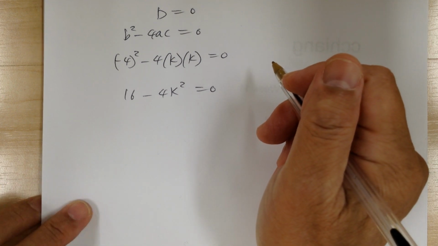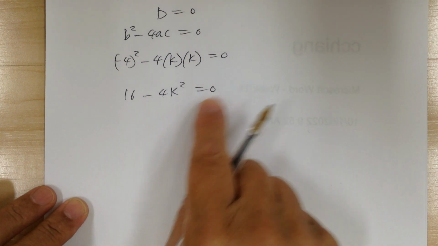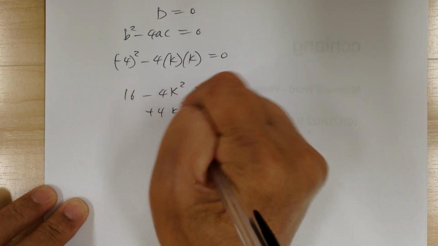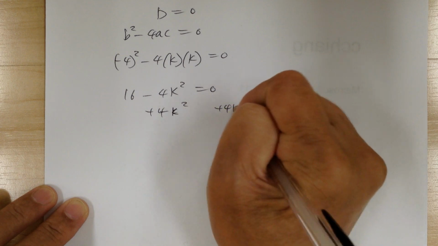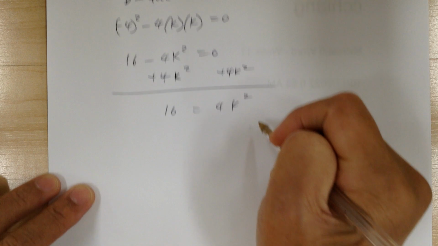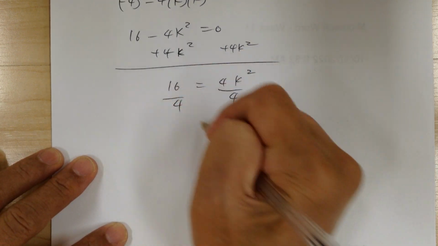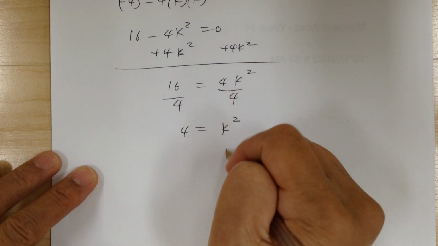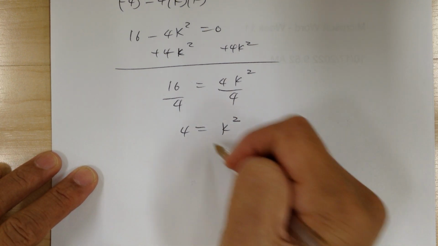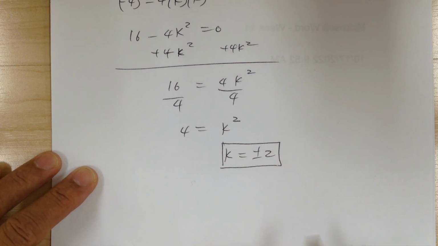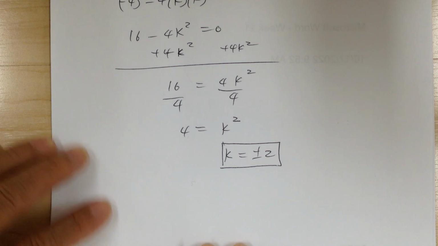And then from here, when you're equal to 0, it's a lot easier. So I'm just going to move this over, plus 4k squared. So you got 16 equal to 4k squared. Divide by 4, divide by 4. So 4 equal to k squared. Then take the square root. So k, I'm going to switch this, k equal to plus or minus 2. So it's just like the last problem. Okay, so let's go to B.